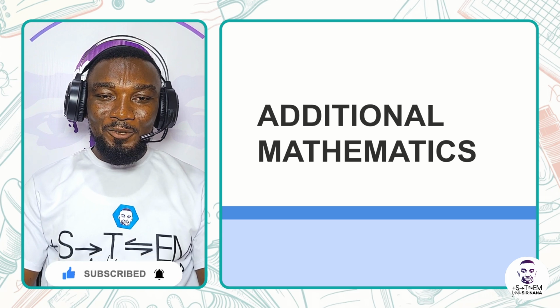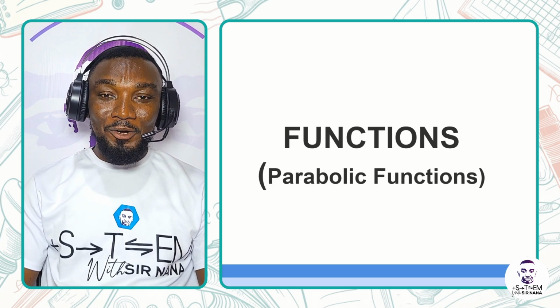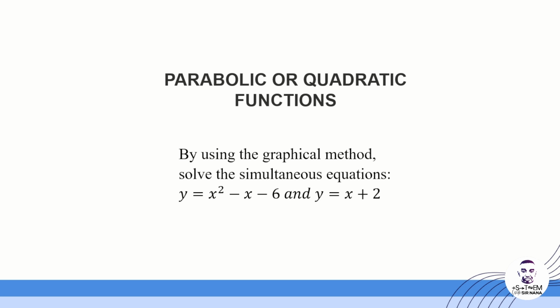In this lesson, we want to continue to look at the graphs of parabolic functions. So we are going to look at an example of how we can draw the graph of parabolic functions. Now let's look at this function. This is telling us that we should solve, by using the graphical method, the simultaneous equation. We've been given a simultaneous equation where one is a quadratic and one is a linear. So we have to use the graphical method to be able to do that. Right, so let's look at how we can do that.